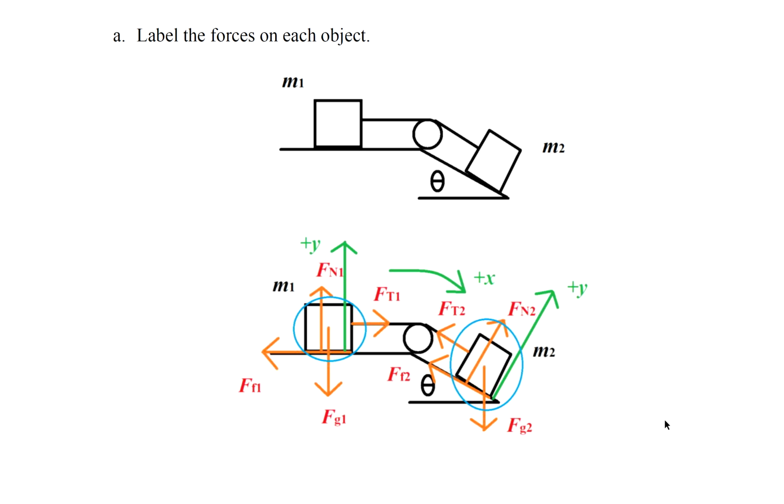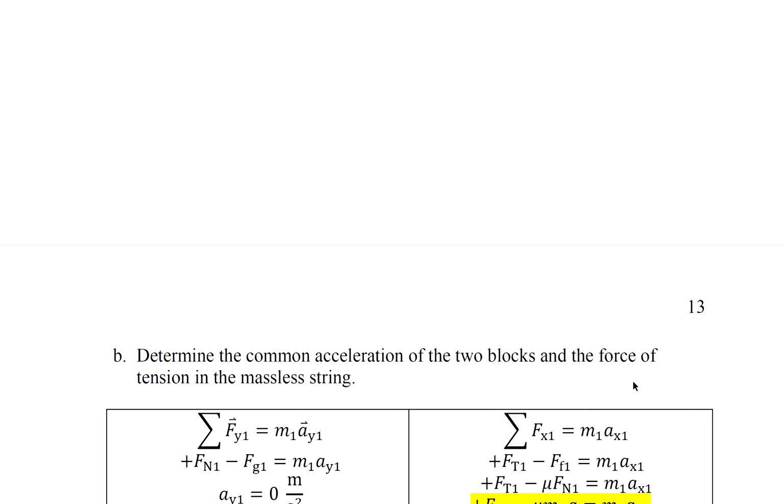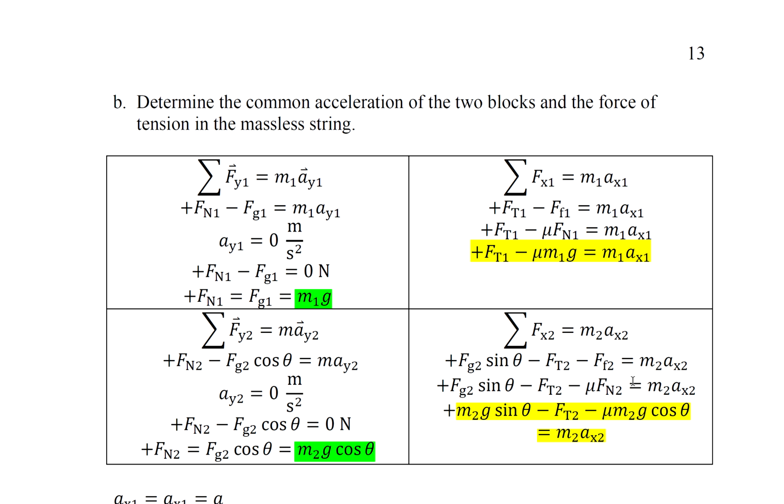Step 1, circle the objects. Step 2, label the forces. Step 3, put an x and y axis. Step 4, use the equation F equals ma. So you could see positive x is clockwise, and for mass 2, positive y is 90 degrees from the surface. Part B, determine the common acceleration of the two blocks and the force of tension in the massless string.